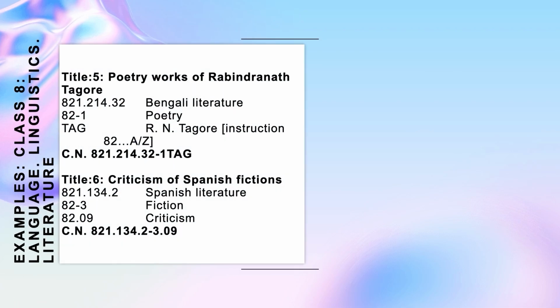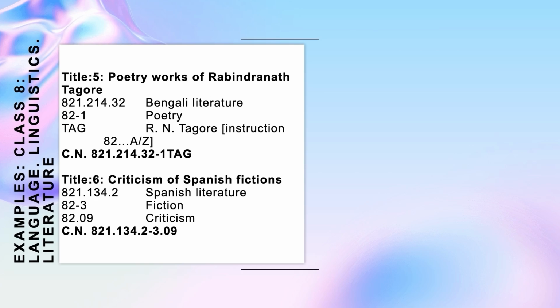Then title 5, Poetical works of Rabindranath Tagore. So 821.214.32 Bengali literature, 82-1 poetry, and Rabindranath Tagore. So there is an instruction under 82 A to Z. So TAG for Tagore. So the final class number will be 821.214.32-1 TAG for Tagore.